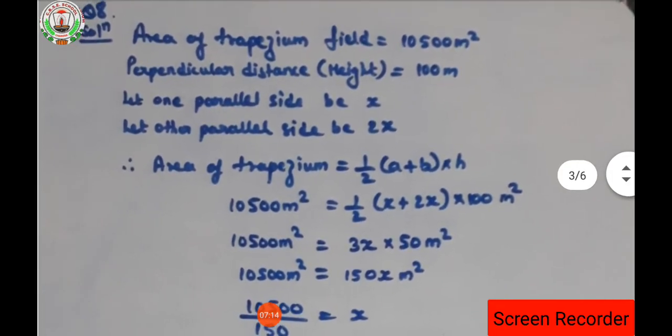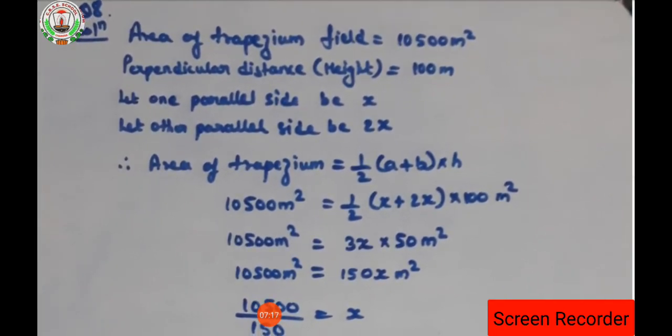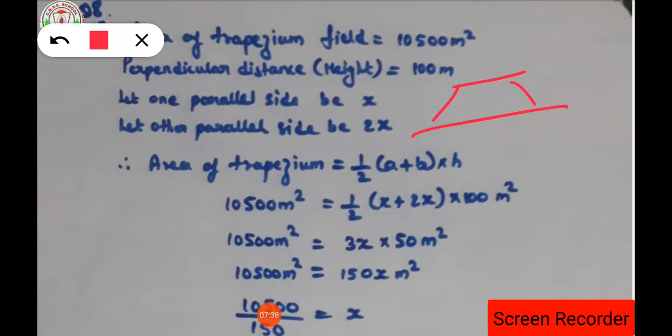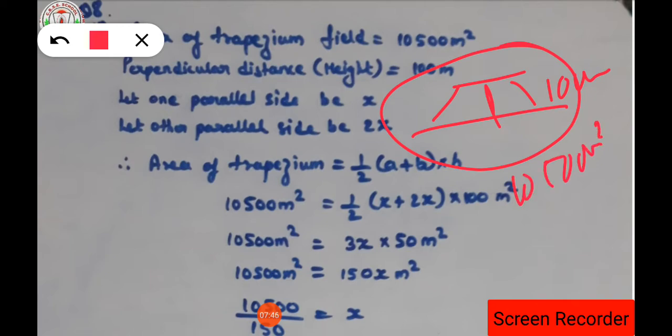Now question number 8. In question number 8, it is said to find the length of the sides of a field by the river. The area of that field is given as 10,500 meter square. The height is given as 100 meter. We will consider the parallel sides, whose values we have to find. This is the shape of the field. Here the height, 100 meter, is given. The total area of the field is given as 10,500 meter square. Now the values of the parallel sides, these are the parallel sides of the trapezium, so this we have to find.